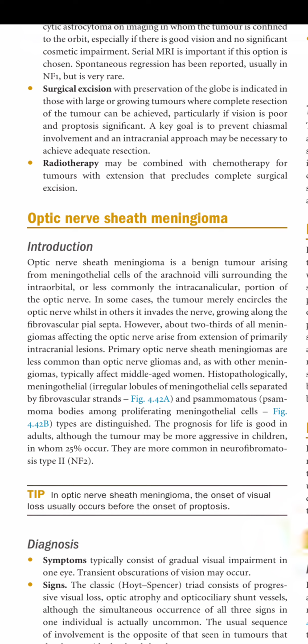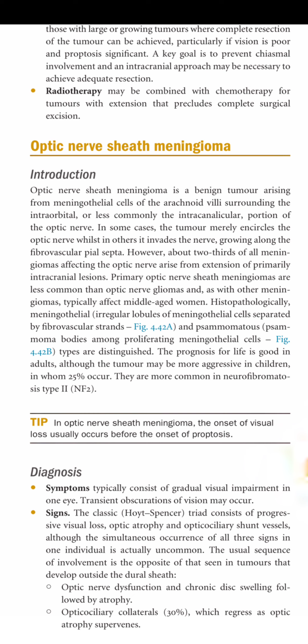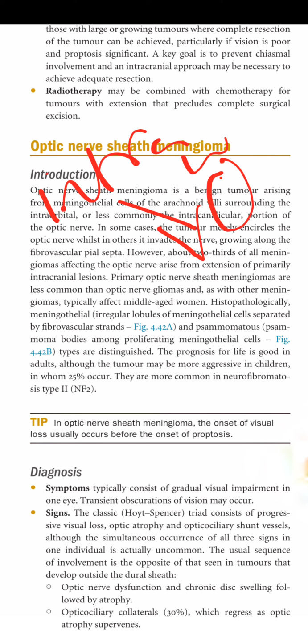In some cases, the tumor merely encircles the optic nerve, whilst in others it may invade the nerve, growing along the fibrovascular pial septae. However, about 2/3 of all the meningiomas affecting the optic nerve arise from the extension of a primarily intracranial lesion. So sometimes it can be the extension from the primary intracranial lesions, where the tumor is basically intracranial and is going into the intraorbital part of the optic nerve.